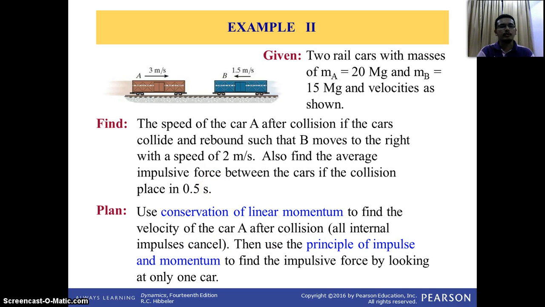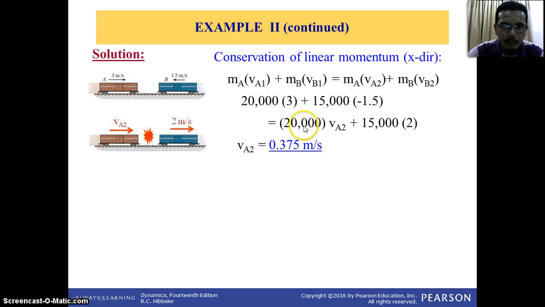So friends, we need to use the conservation of linear momentum to find the velocity of the car after collision. All internal impulses cancel. Then use the principle of linear impulse and momentum to find the impulsive force by looking at only one car. Okay, so conservation of linear momentum in the x direction. A is moving to the right, so it is positive 3. B is going to the left, so you can see negative 1.5.